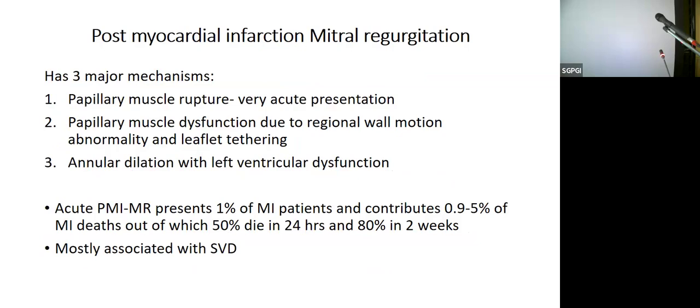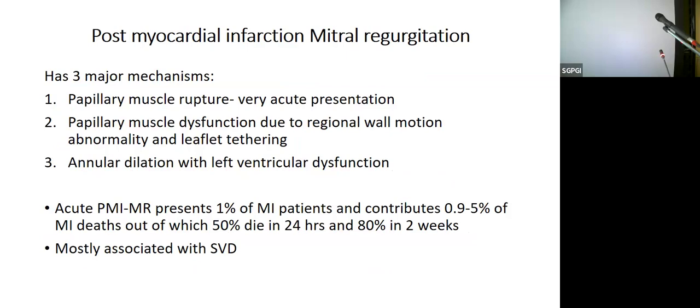Now, post-myocardial infarction, mitral regurgitation. When a septum is infarcted, it will present as VSR. When the vascular supply of the papillary muscle has gone, it will present as a mitral regurgitation. So it can present in three forms.